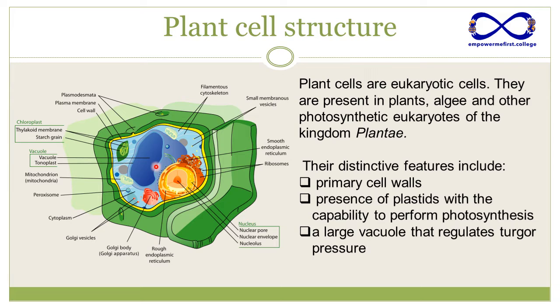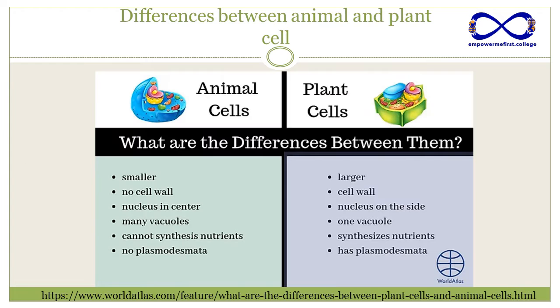So this one is our large vacuole that regulates the physiological properties of the plant cell, like for example turgor pressure. So again, the key concept of this slide is that even though they are both eukaryotic cells, there are some differences between plant cell and animal cell, and the differences can be easily summarized as the presence of a primary cell wall, the presence of plastids, and also the presence of a large vacuole.